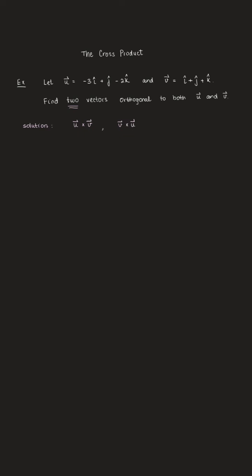So our strategy will be, let's go ahead and find the cross product. We know that that vector will be perpendicular to both u and to v, and then we can find its opposite. All right, so u cross v, let's set up the determinant to find the cross product. We'll have i, j, k in our first row. The second row will be the components of vector u, so -3, 1, and -2. And the third row will be the components of vector v, 1, 1, and 1.